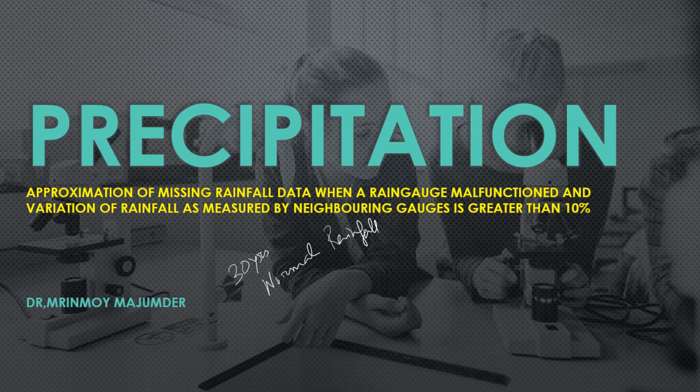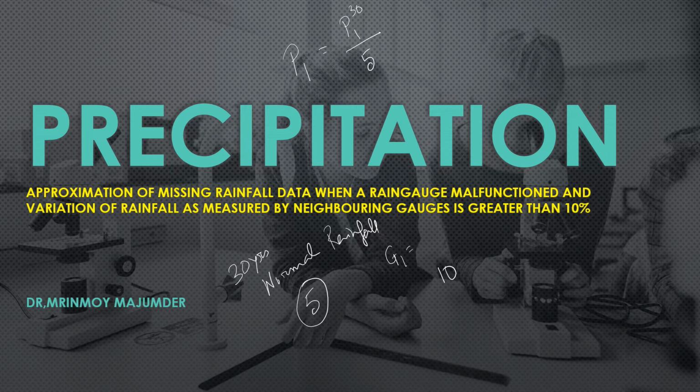If you have those two data, suppose you have five rain gauges in one watershed, where gauge one has failed to measure the rainfall data of a single day, but the 30 years normal rainfall of G1 is available with you. Suppose it is 10. So whatever the formula states, P1 is equal to P30 of G1 divided by the total number of rain gauges available in that watershed, that is 5 for this case.